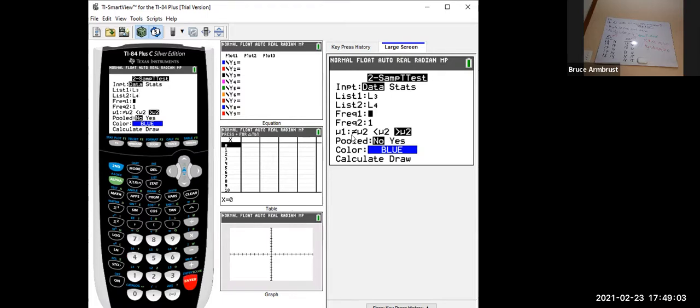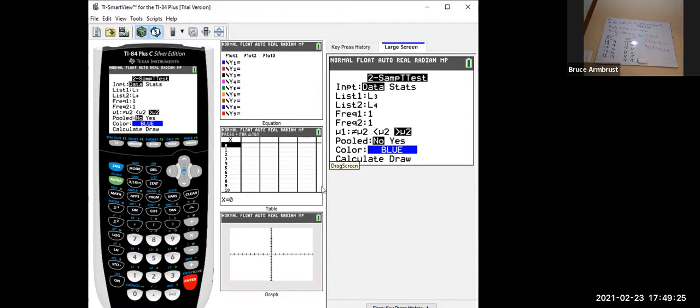The frequency for both of my lists is 1, right? Because I'm not using a frequency table or anything. And so those both get the 1s. And then in terms of how I want to compare these, I'm looking for, is mu1 bigger than mu2? So that looks like what I want.